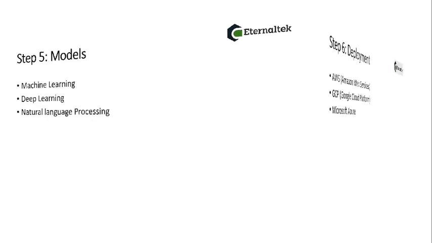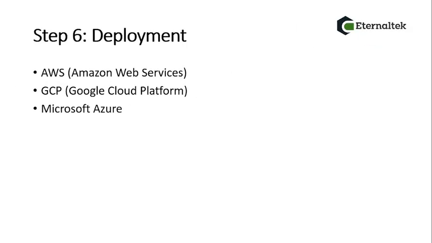The next step is deployment. Up to now we have built the model, but we need to show the model to the customers. That's why we use deployment. For deployment, we use AWS, Amazon Web Services, GCP, Google Cloud Platform, and Microsoft Azure. These are the three we use to deploy the project. When we deploy the project, it gives web access so all users can use that algorithm.